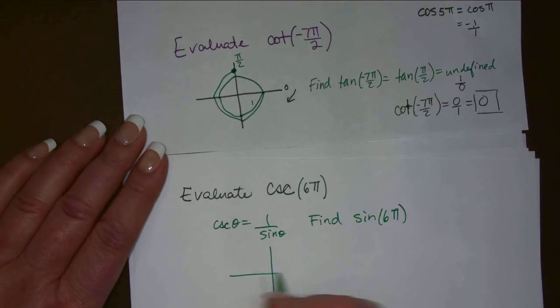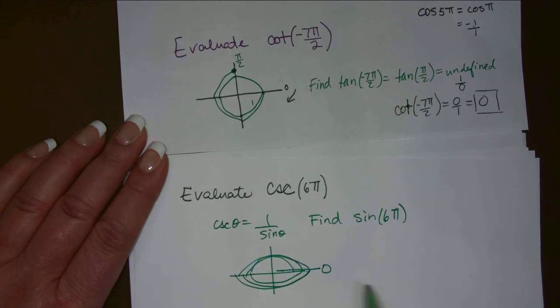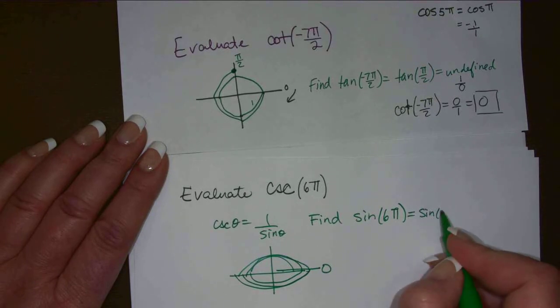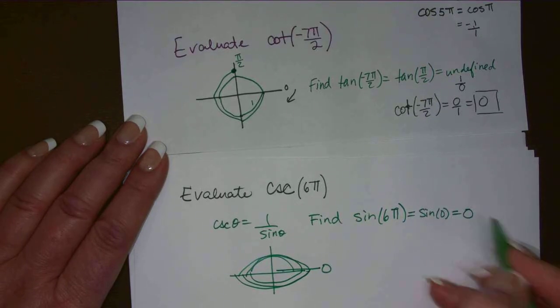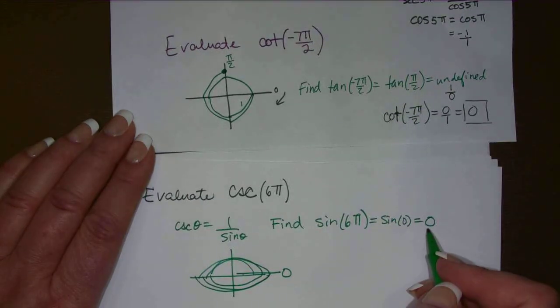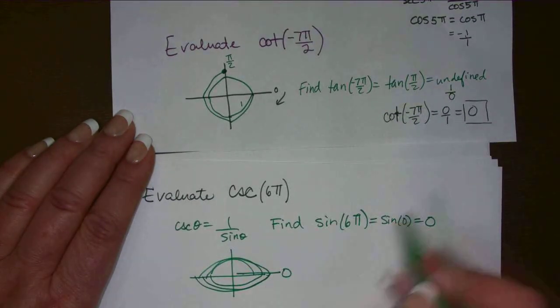So 6 pi, 1, 2, 3, 4, 5, 6. We're back to 0. 1, 2, 3, 4, 5, 6. Back to 0. What's sine of 0? 0. So if we flip that over, what do we get? Undefined.